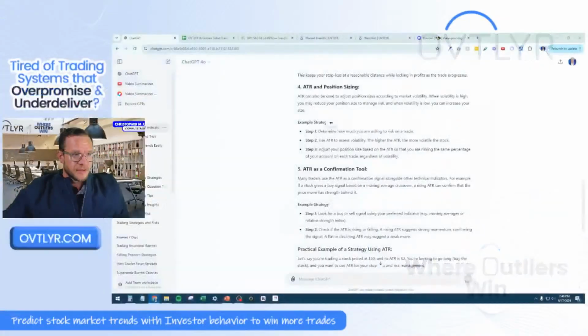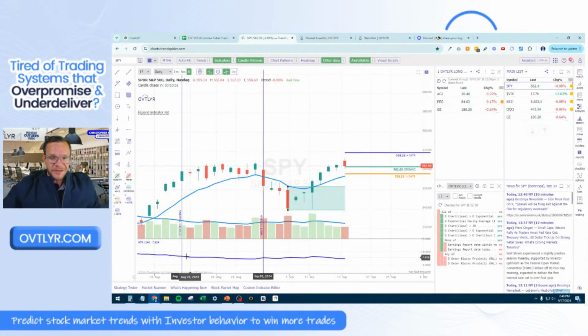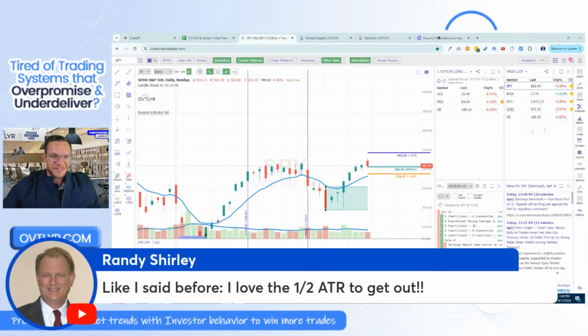And then we can also find the risk on any stop loss. And we can also figure out when we've got those breakouts that are really working by using one ATR above. So it's a complete package. It's one of those things that I'm so glad that I came across, because 99% of people don't even know what this is. They don't understand how powerful it is and why just this little tiny line on your chart can be so impactful. And Randy says, like I said before, love the half ATR to get out. I do too, my friend.